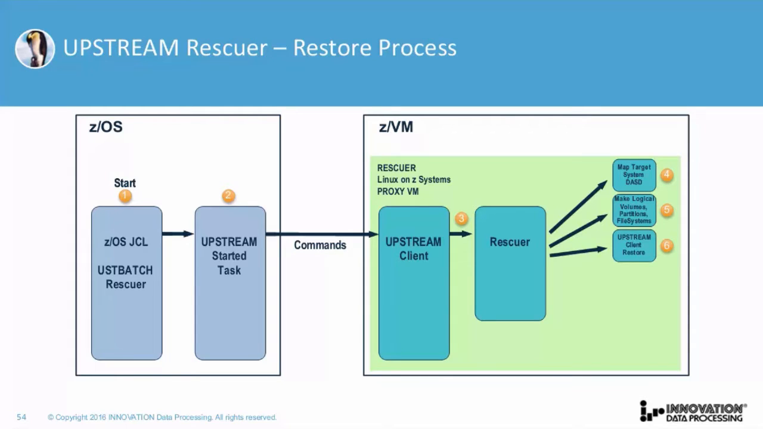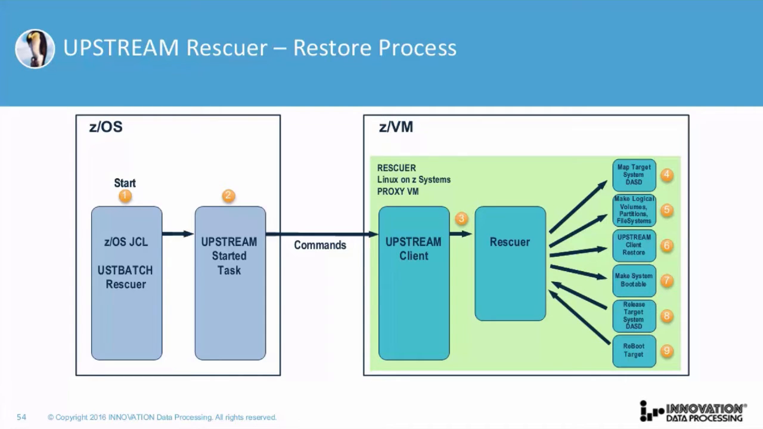And then in step 6, the FCR upstream client is instructed to restore all the operating system and client files onto the disks attached and formatted in the prior steps. This is generally the longest running step of this process. In step number 7, the restored system is now made bootable and ready for reboot. And in step 8, the DASD devices that were previously attached, formatted, and restored to the proxy virtual machine are detached so that they can be accessed normally when the rescued virtual machine logs on.